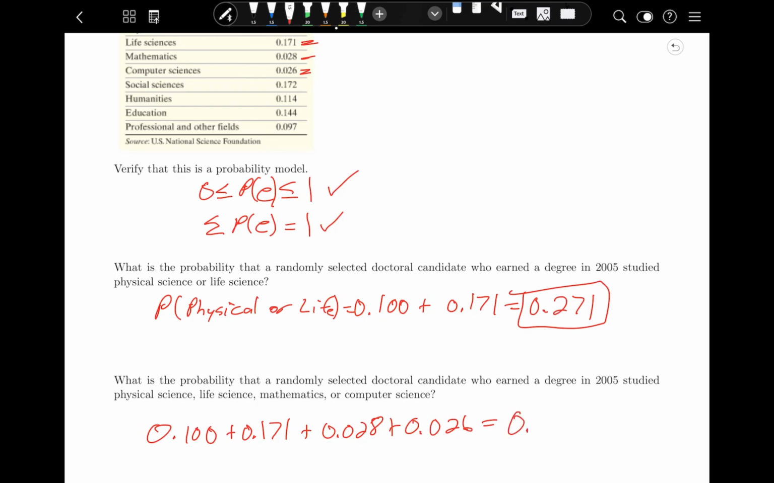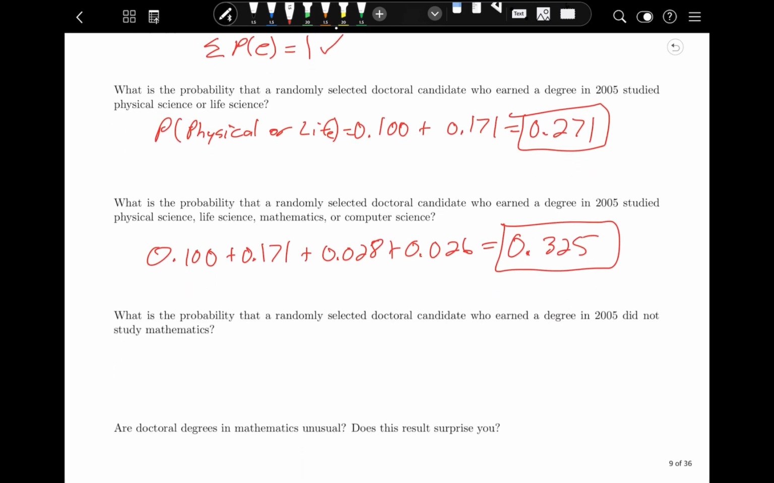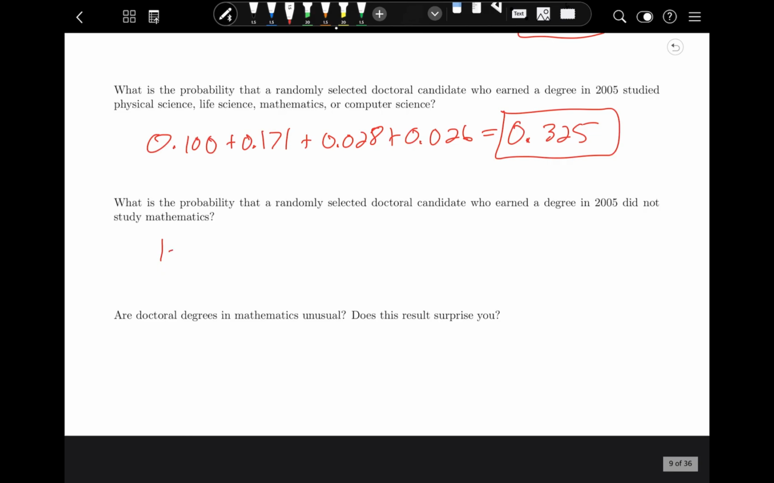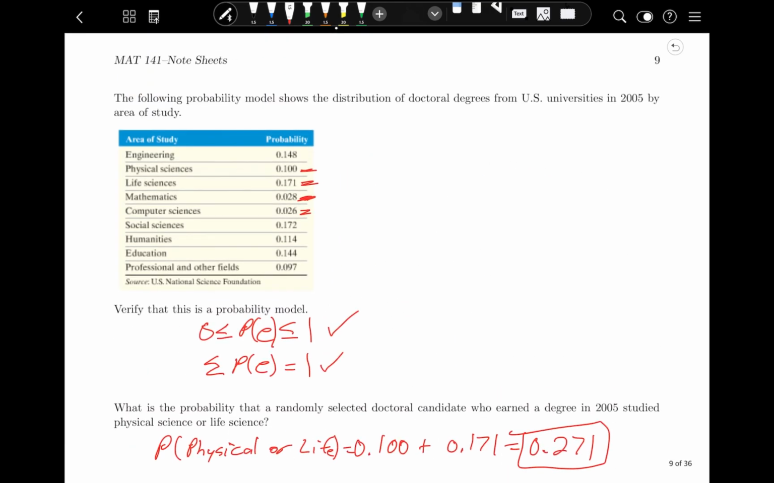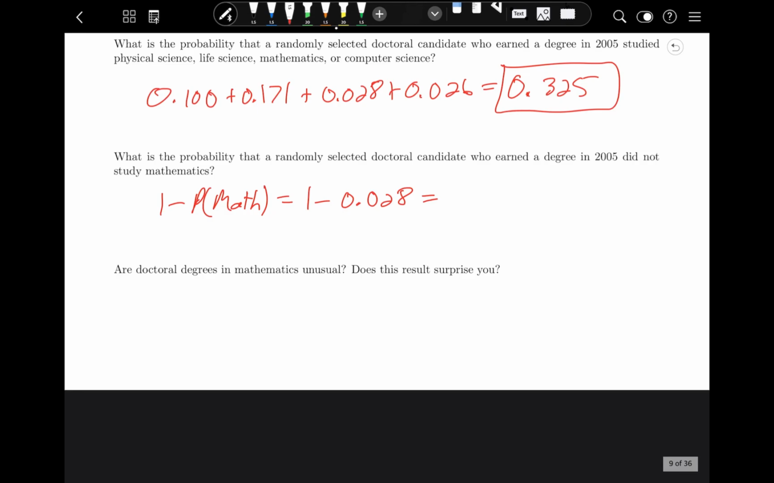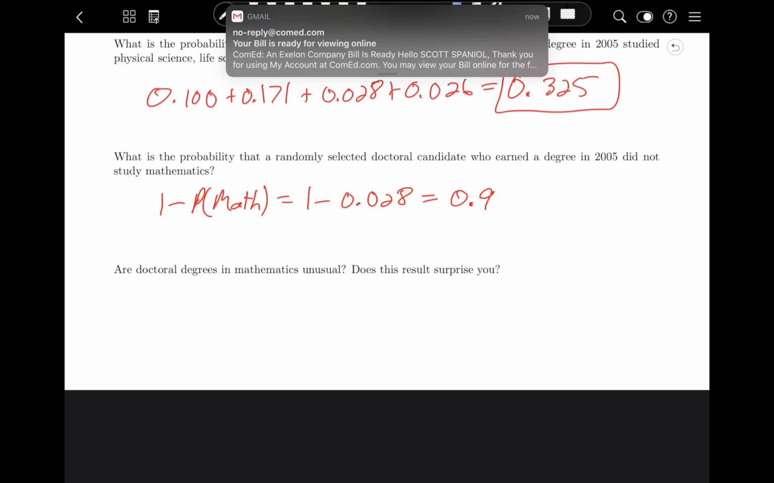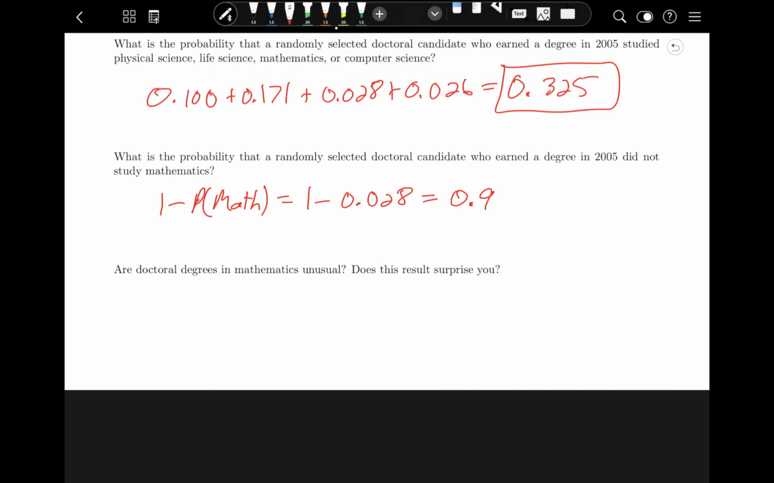So that's 0.325. Okay. What is the probability that a randomly selected doctoral student who earned a degree in 2005 did not study mathematics? So that would be the complement of this, right? That would be everything else. To find that they did not, we can just take 1 minus the probability that they did study math. So that would be 1 minus 0.028. Yep. So that's 0.972.